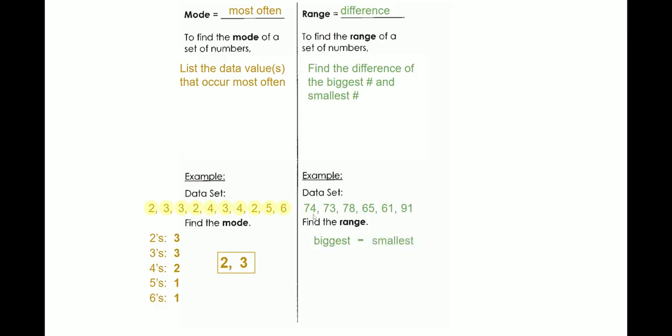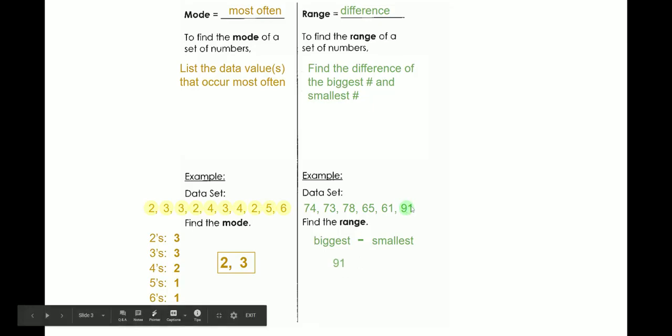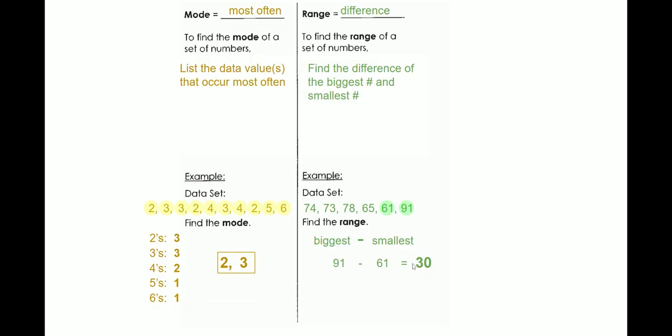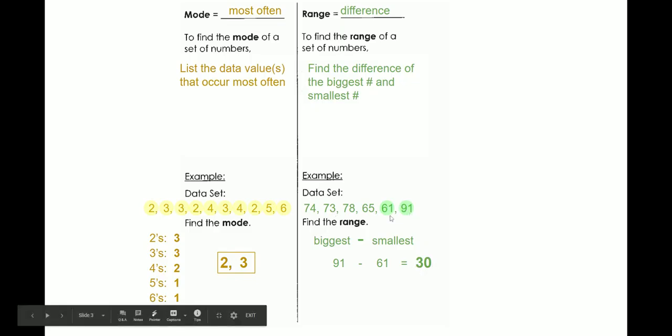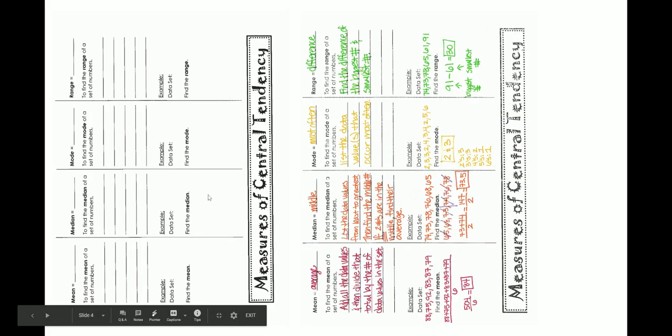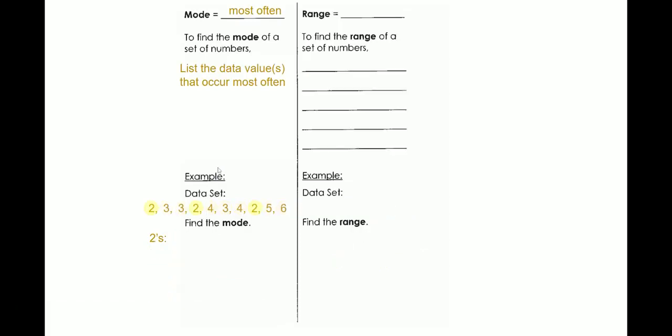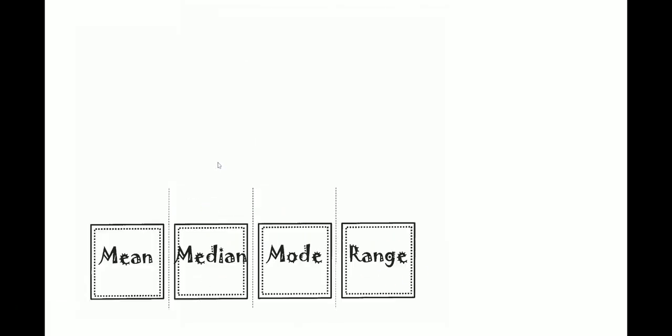Let's say the question is, how many tacos did you eat last month? The person who ate the most tacos ate 91 tacos. The person who ate the least amount of tacos last month ate 61. So what's the range of tacos? The range of tacos is 30. People ate between 61 and 91 tacos. The spread is 30, or the range is 30. So that's the answer. So now we know how to find mean, median, mode, and range.